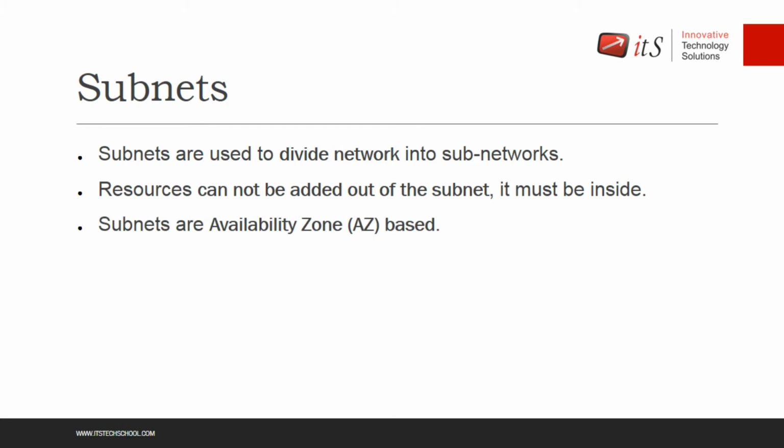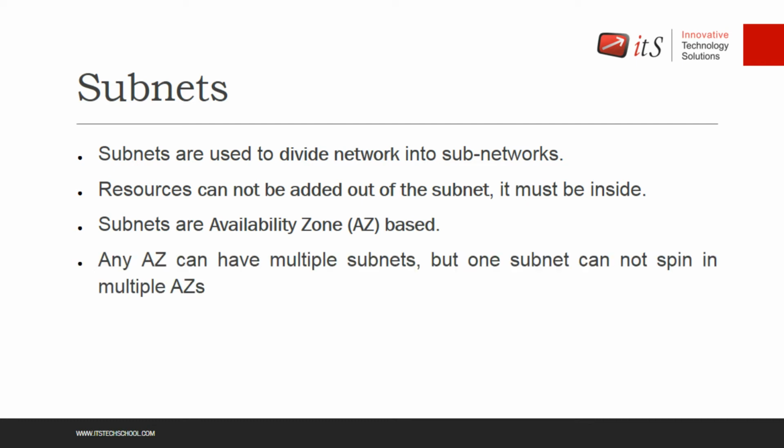Then the subnets are availability zone based, also called AZ based. The VPC is region based. So while creating a VPC, you have to select the region, but while creating the subnet, you have to select the availability zone, right? Any AZ can have multiple subnets, but one subnet cannot be split into multiple AZs.